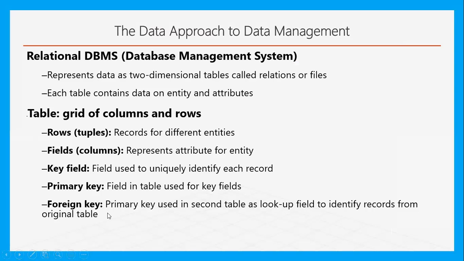So relational DBMS, Database Management System, represent data as two-dimensional tables called relations or files. Each table contains data on an entity and attributes. Table, grid of columns and rows. So yung rows, tapos, dyan po yung records for different entities. Yung fields, yung column represent attribute for entity. Key field used to uniquely identify each record. Primary key, field in table used for key fields. Foreign key, primary key used in second table as look up to identify records from original table.